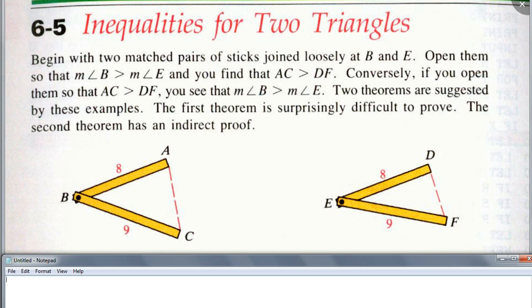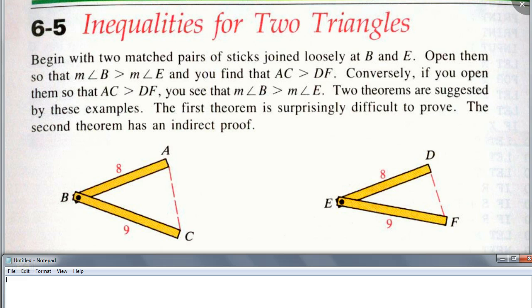Andrew? AC is greater than... How many people agree with Andrew that AC is going to be greater than DF? That's sort of obvious, isn't that right? And it's obvious because you know that AB is congruent to ED and BC is congruent to EF, isn't that right? So the conclusion is, of course, AC will be longer than DF if angle B is greater.